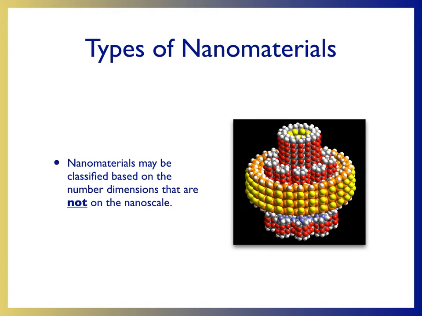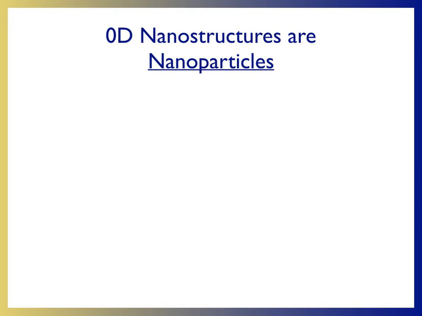There are a variety of nanomaterials used for many different applications. We can classify these nanomaterials based on the number of dimensions that are not on the nanoscale. The simplest type are truly completely nano-sized structures, the zero-dimensional nanostructure. These are nanoparticles, where all dimensions of your nanoparticle are between 1 and 100 nanometers. An example of a zero-dimensional nanoparticle is the quantum dot.